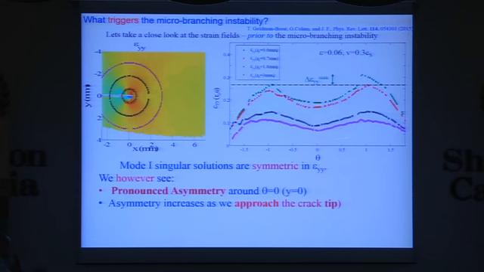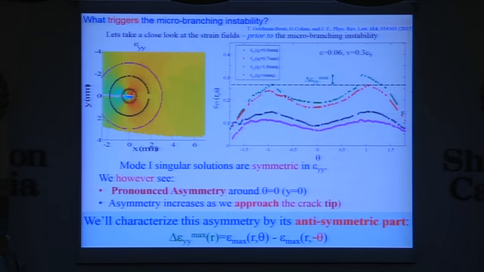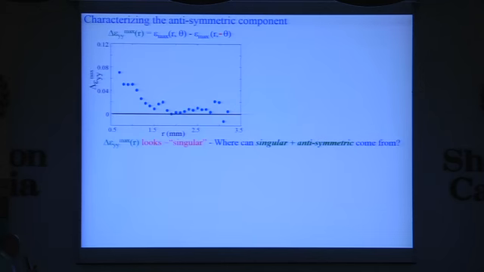And you can barely notice it out here, but as you get closer and closer to the crack tip, it becomes more and more pronounced. And this cannot be mode 1 fracture as we know it. So we're going to characterize this asymmetry by just its anti-symmetric part. So we're going to subtract each point from its opposite point and just look at the asymmetric part, throwing out 99% of the data.